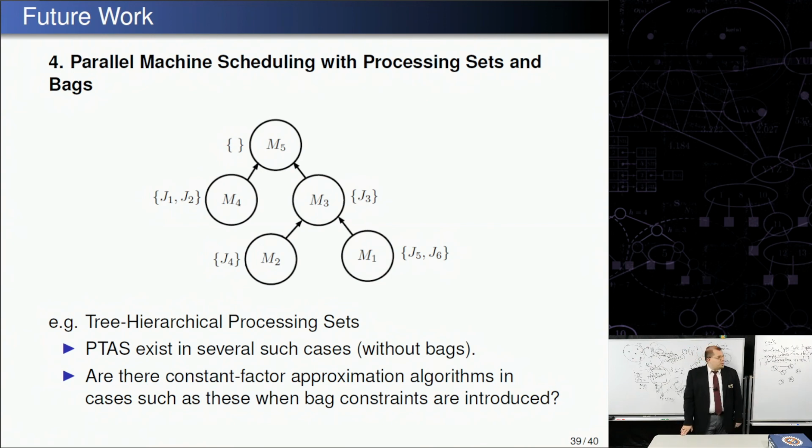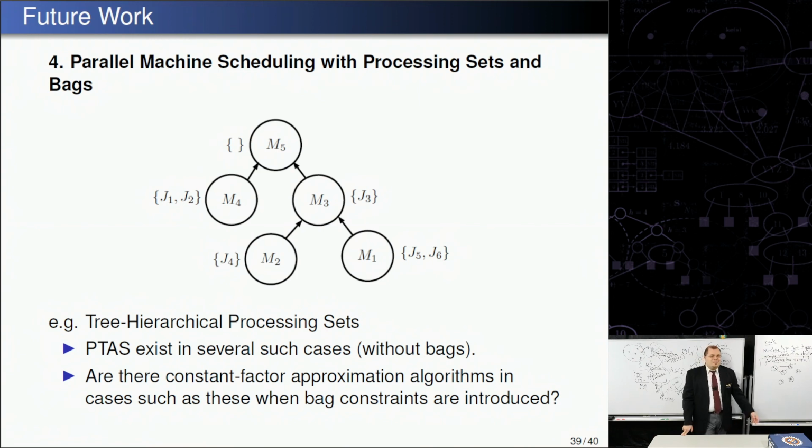What I want to know is if there exist PTASs or not, or do there exist constant factor approximation algorithms? I don't know. For the classic situation without bag constraints, they do exist for both of the cases I just described, the inclusive or grade of service case, and the tree hierarchical case.